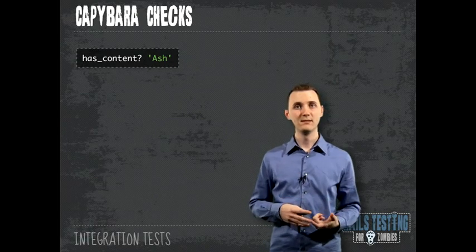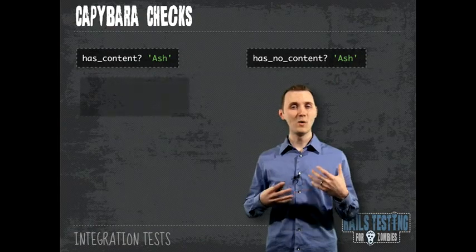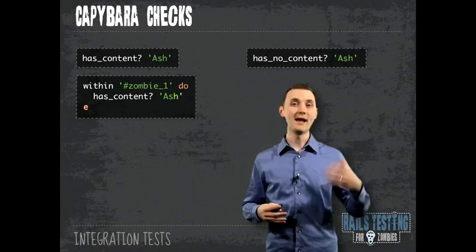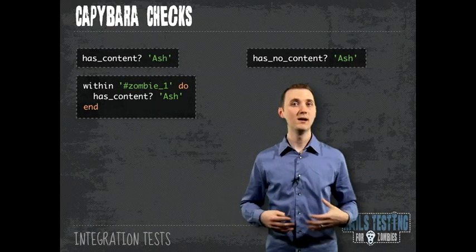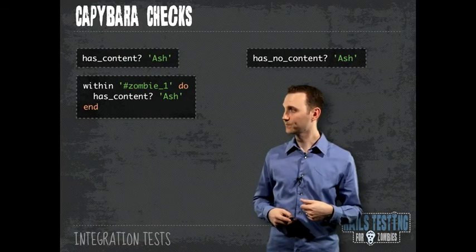Along with hasContent, there's hasNoContent. And since this is such a widely scoped thing to say, like, Ash should be somewhere on the page, a lot of times it's nice to be able to constrain that using the within call.